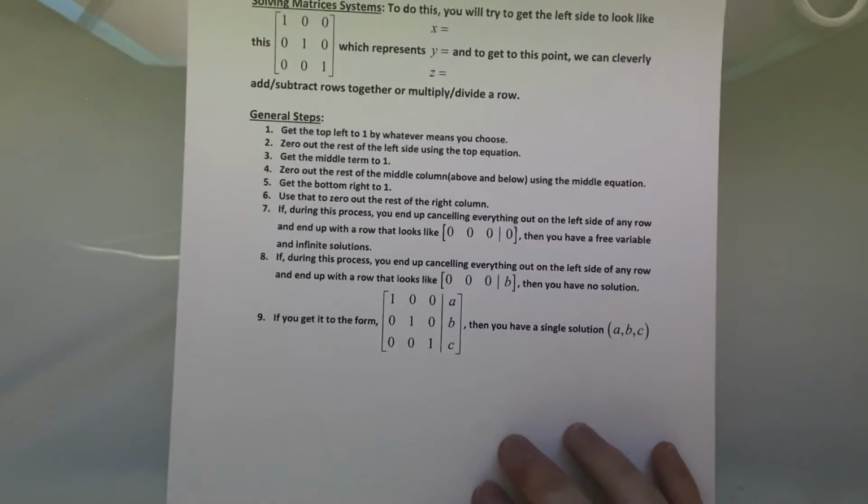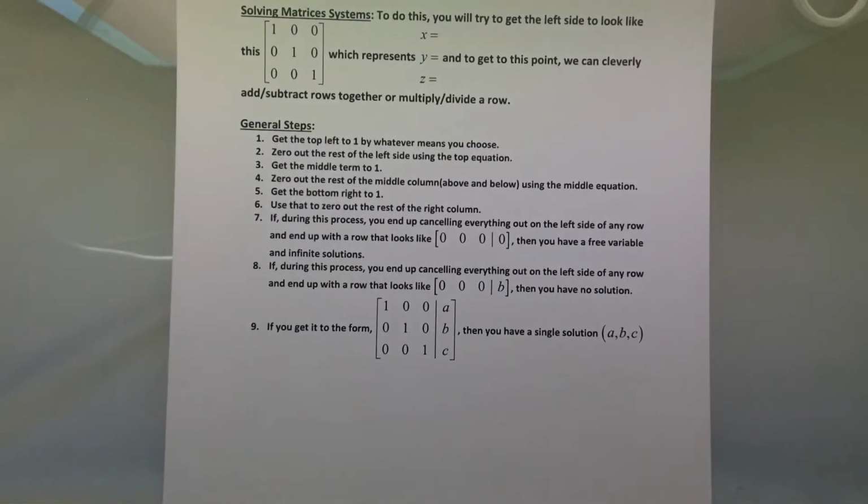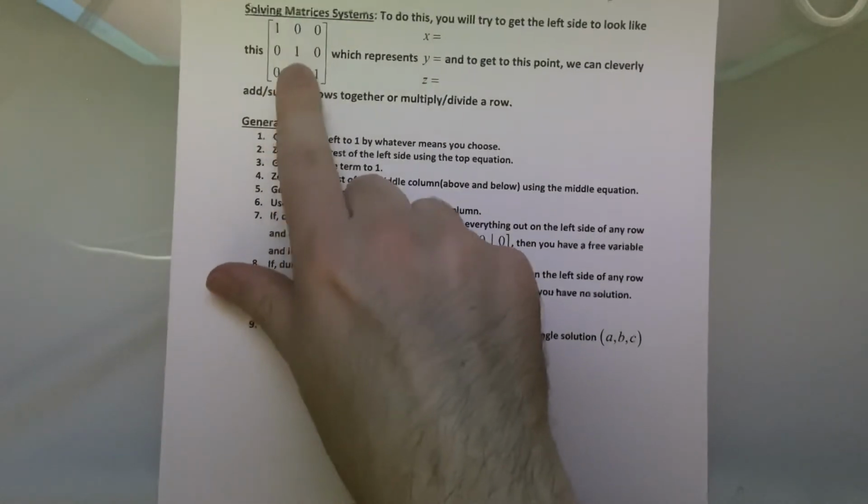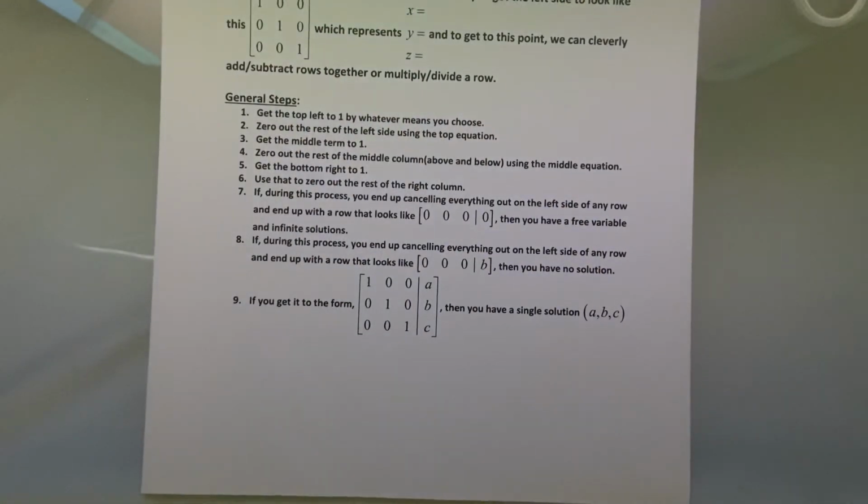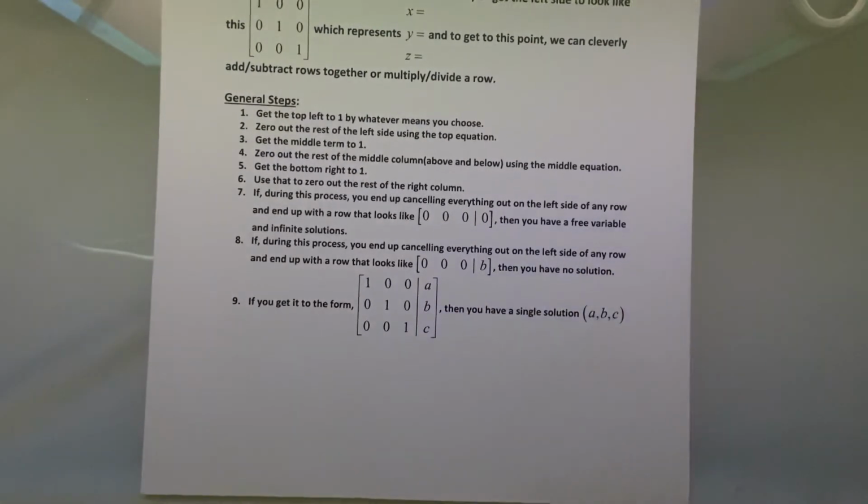So what are the general steps here for solving? You get the top left to 1 by whatever method you need to. You zero out the rest using the top equation. So that means adding multiples of row 1 to zero out the rest of the column below it. Then you focus on getting the middle term to 1 and zero out what's above or below it. Then the bottom term to 1, zero out what's above or below it. And from there, you should end up with just your numbers, and your answers are simply your first, second, and third solution.